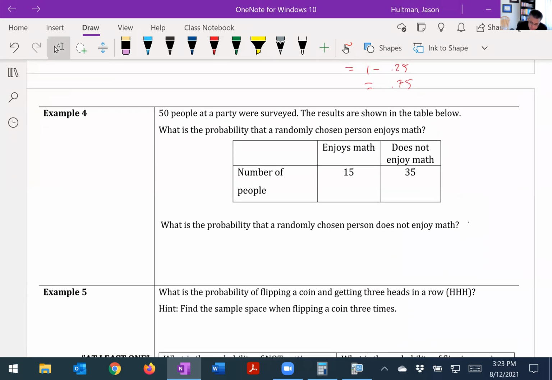Okay, example 4. 50 people went to a party and were surveyed. The results are shown in the table below. What is the probability that a randomly chosen person enjoys math? Well, first we need to know, to get the probability that somebody enjoys math, it's the desired result over the possible results.